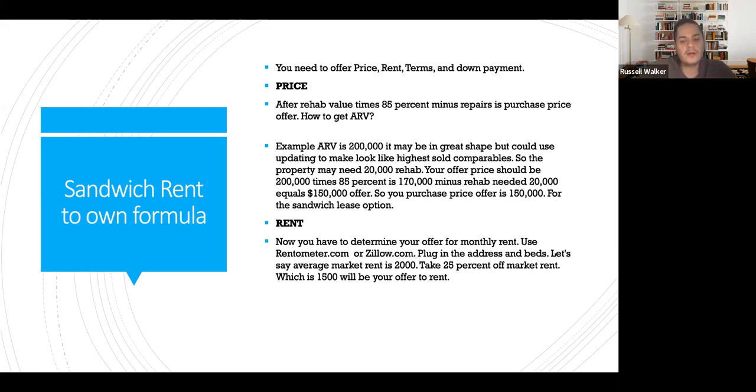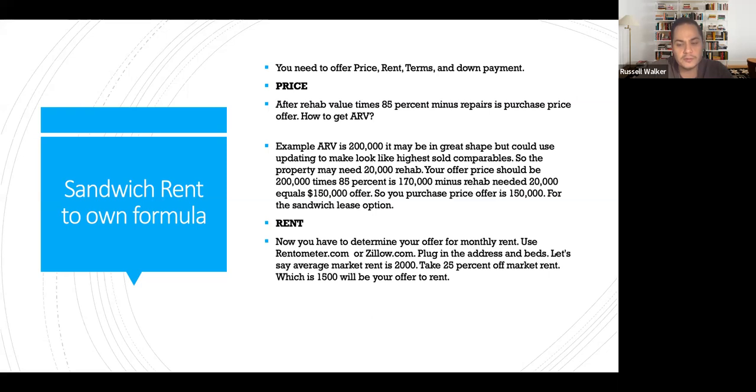You have to determine the rent for your property. We like to use rentalmeter.com. It's a paid service, about $100 a year. Our members get that service and log in for that. All you've got to do is plug in the address and the beds, and it's going to come up with the average market rent. So let's say market rent for the property you're looking at is $2,000 a month.